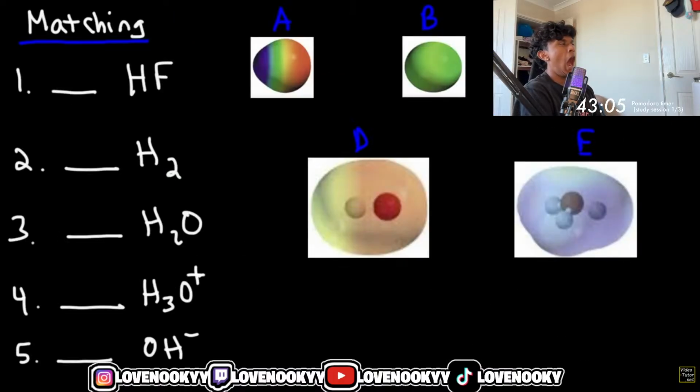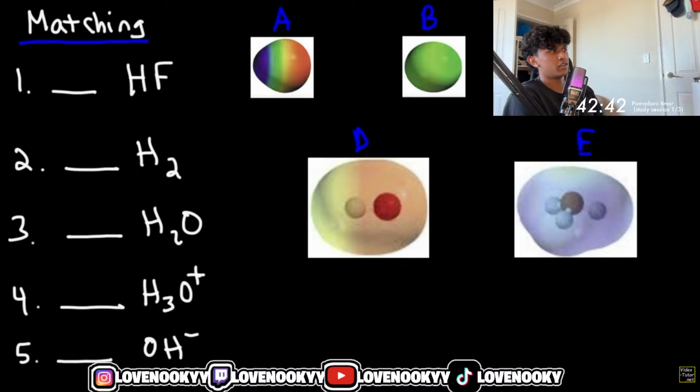Now let's work on a practice problem. So here we have electrostatic potential maps of different molecules and ions on the right side, and we want to match it to the appropriate substance. Okay, 4C. So how can we do this? Remember, red represents negative, blue is positive, green is neutral.